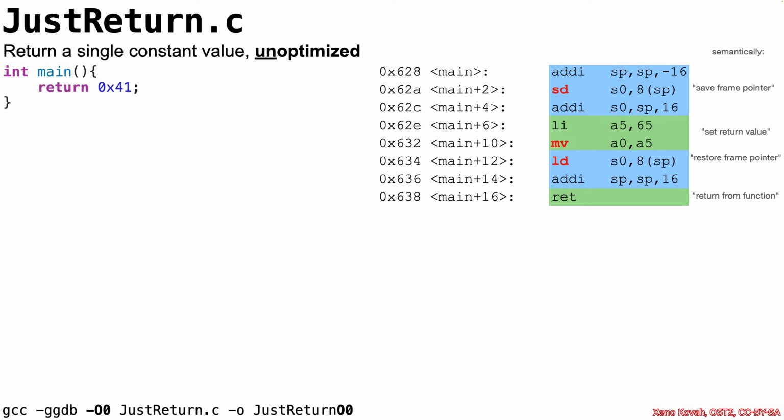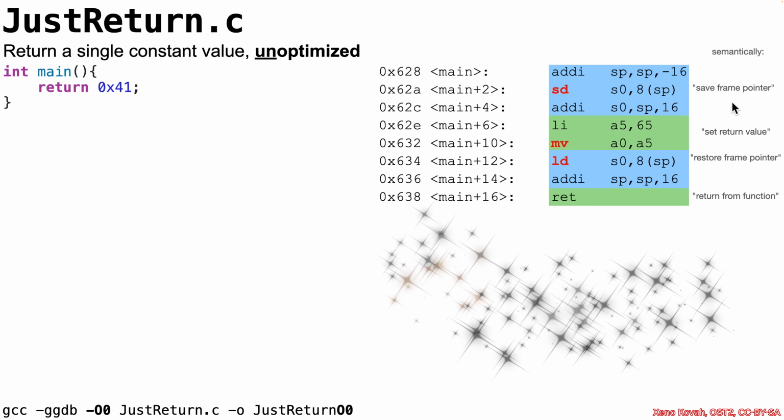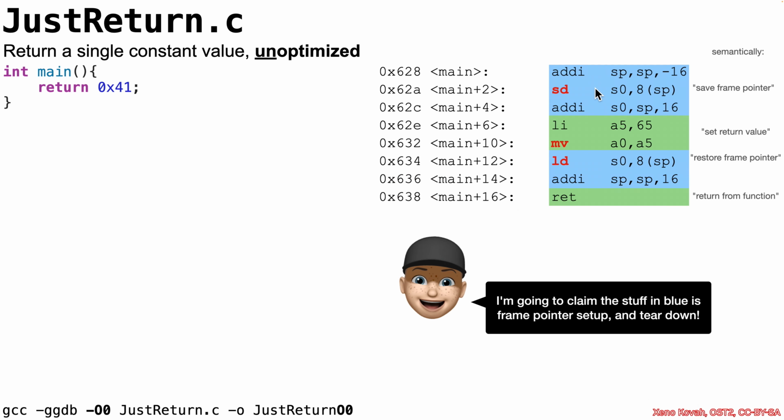So this is the code that we saw for the unoptimized version of JustReturn. And I want to now make a claim that the stuff in blue is essentially the setup and teardown of the frame pointer usage by this particular code. And the stuff in green is basically stuff we already saw. Set the return value, return from function. So that's the basics of what we actually need here. And so I'm claiming the rest of this is extras added for frame pointer handling.